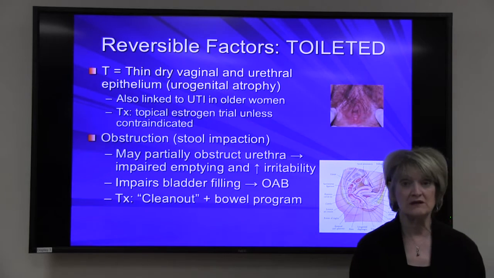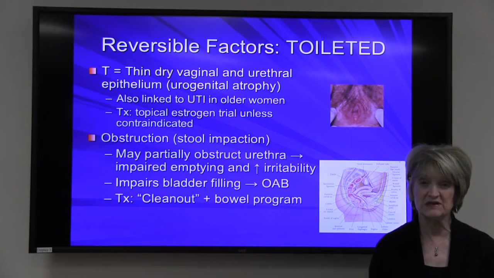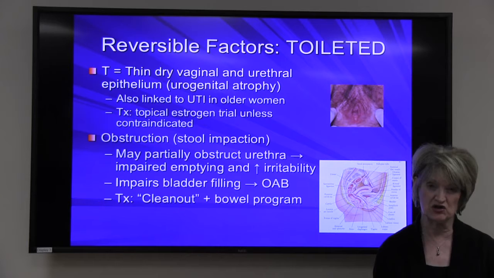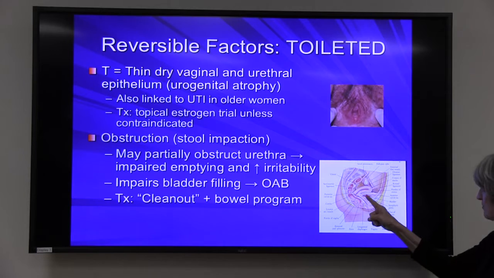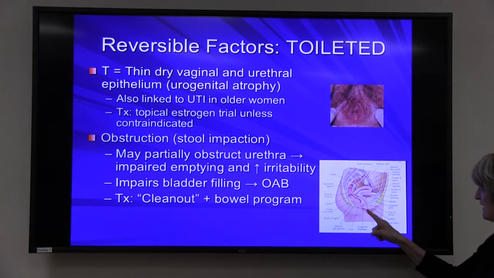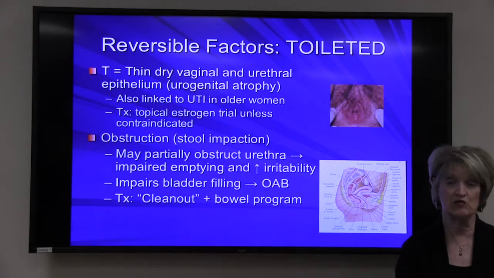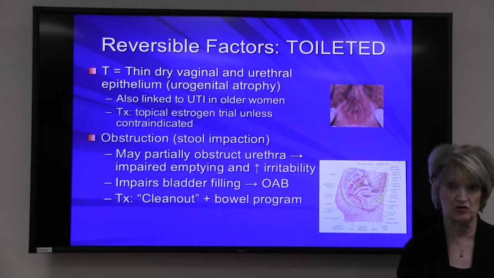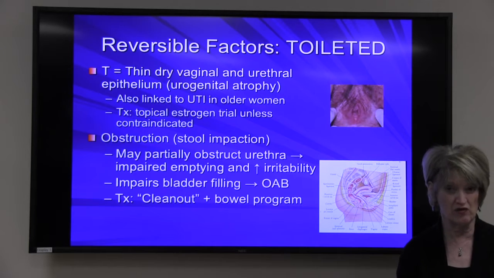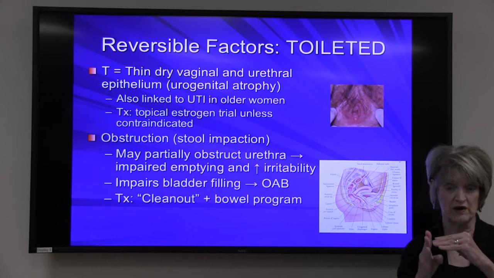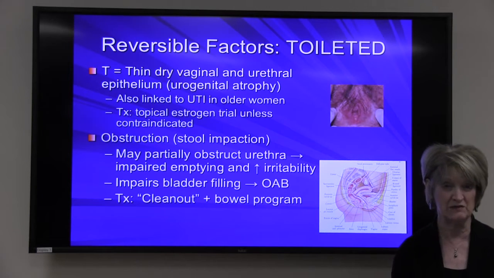The O in toileted is obstruction, and specifically we're talking about stool impaction, chronic constipation that creates a degree of obstruction to urethral emptying. So when you think about the fact that the bladder and the urethra and the rectum and anal canal are essentially next door neighbors, you can see that if the rectum is chronically full of stool, and especially if it's overfull, if it's distended, if there's impacted stool, it's going to compress the urethra and make it very difficult to get complete emptying.